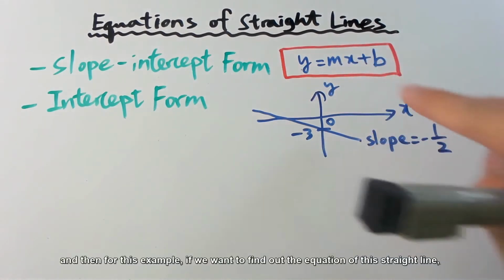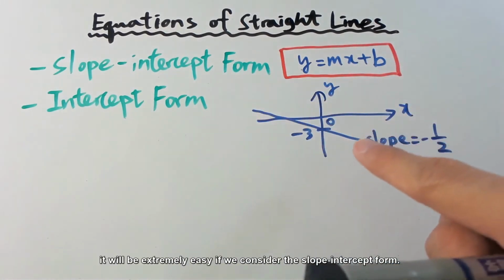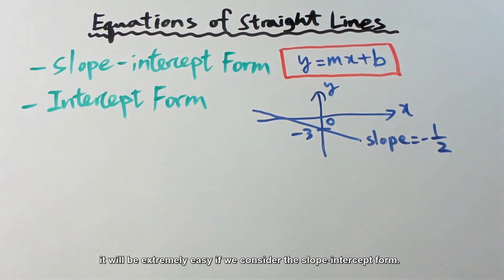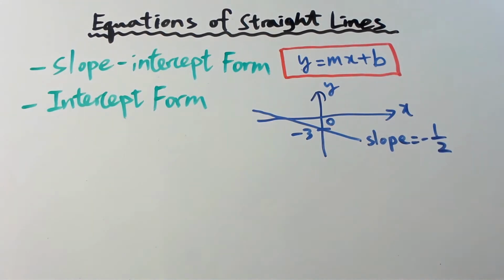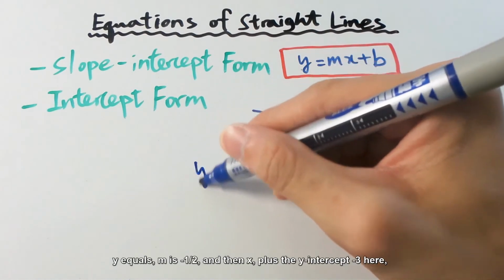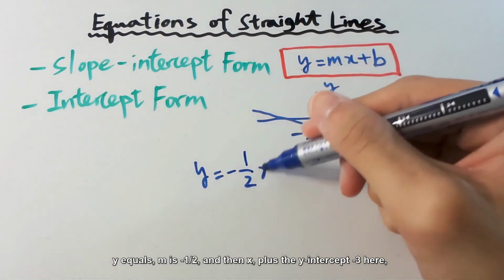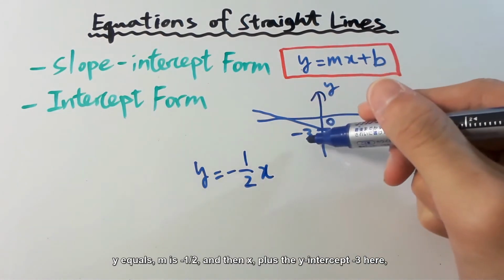And then for this example, if we want to find the equation of this straight line, it will be extremely easy if we consider the slope-intercept form. The equation of this straight line is simply y equals m, which is minus half, times x, plus the y-intercept, minus 3 here.